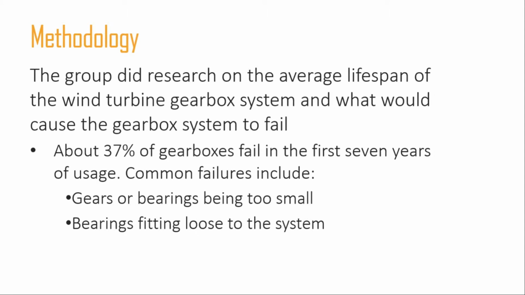The methodology. The group did research on the average lifespan of the wind turbine gearbox system and what would cause the gearbox system to fail. About 37% of gearboxes fail in the first 7 years of usage. Common failures include gears or bearings being too small, and bearings fitting loose to the system.